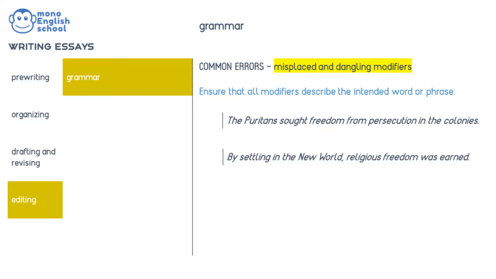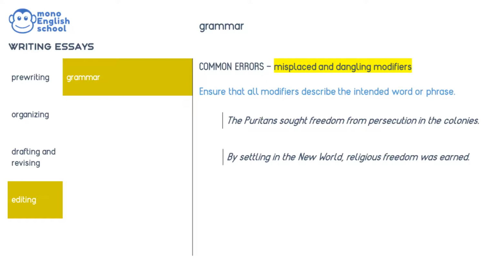The first example, "the Puritans sought freedom from persecution in the colonies," contains a misplaced modifier. The phrase "in the colonies" seems to modify the noun "persecution." This means that the persecution existed in the colonies, whereas the intended meaning is that the Pilgrims moved to the New World to escape the persecution that they had suffered in Europe.